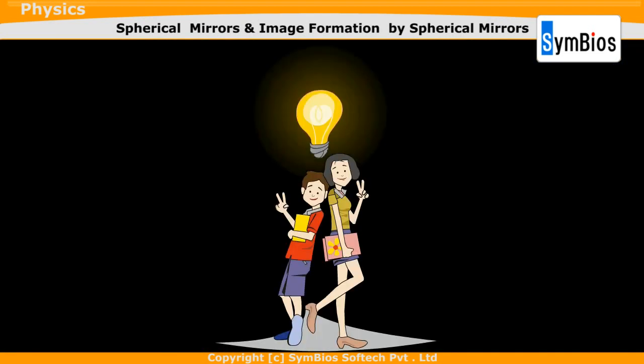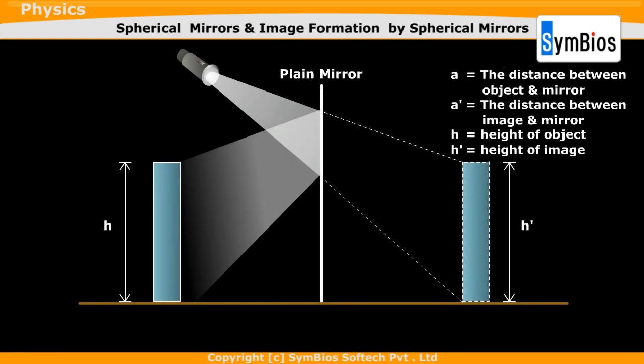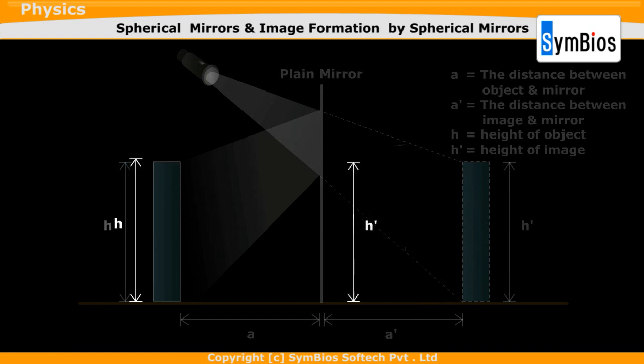From this demonstration, we have understood that in the case of a plane mirror, the image is located as far behind the mirror as the object is in front of the mirror. The image formed will be of the same size as that of the object.